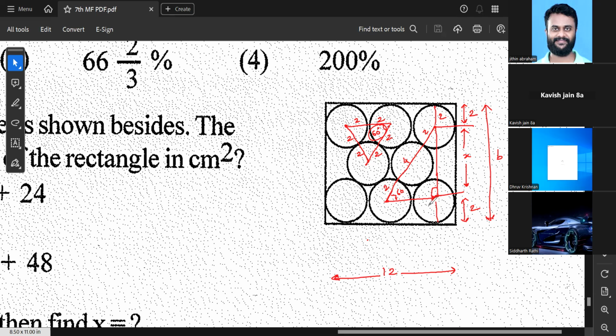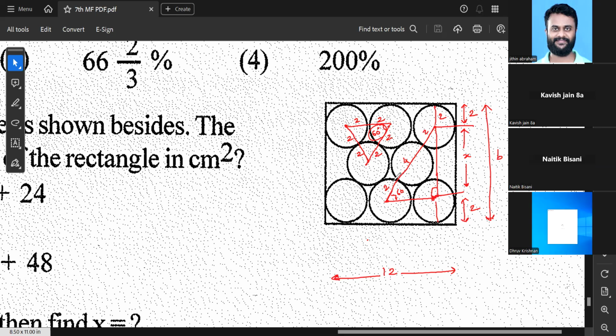So how to find x? This is 60 degrees, whose opposite is x, and whose hypotenuse is 8. So what trigonometric ratio should I use? Are you aware of sine, cos, tan? No, sir. We don't know trigonometry. Okay, if you don't know trigonometry, then that is also not a problem.